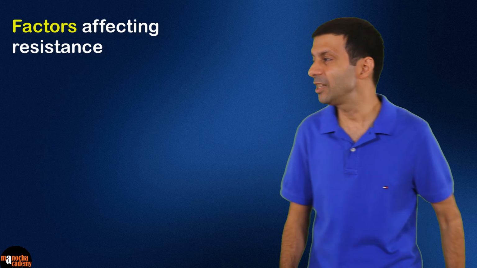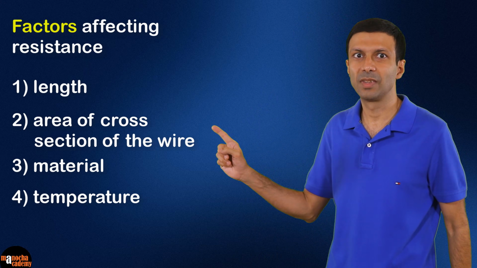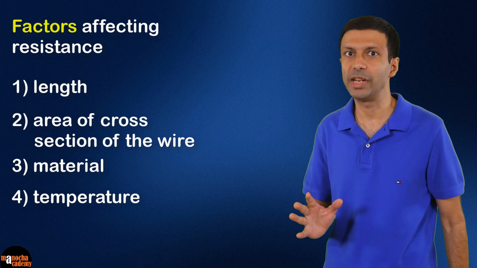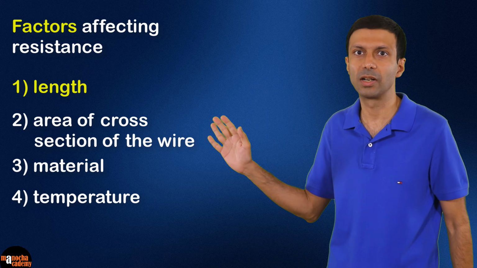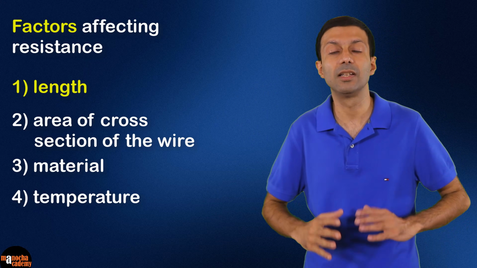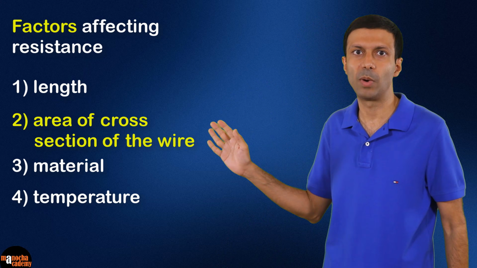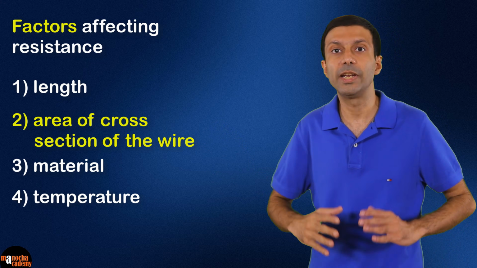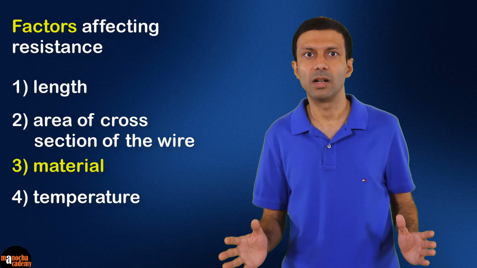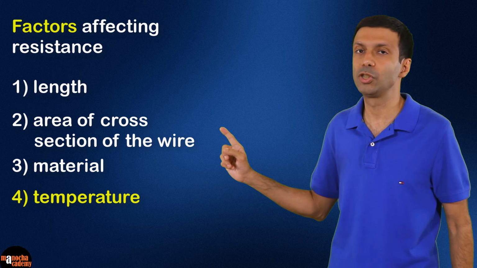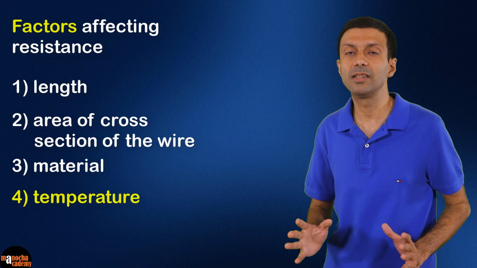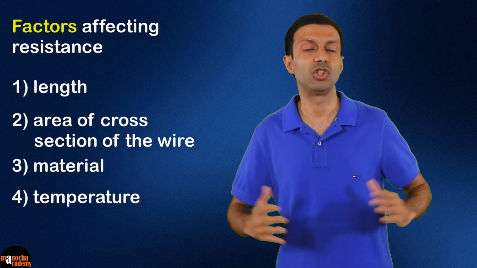We are going to look at these four factors. How does the resistance of a conductor change if you change the length of the conductor, or if you change the thickness of the conductor, that is the area of cross-section of the wire, or if you change the material of the conductor, and if you change the temperature of the conductor? Then how does the resistance of the conductor change?